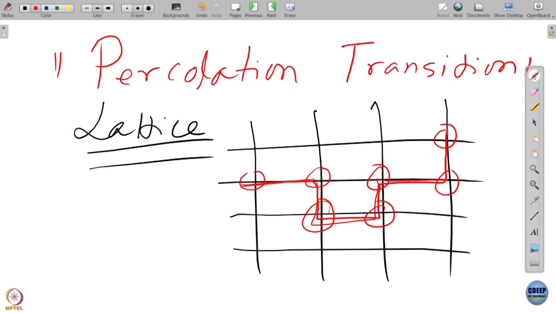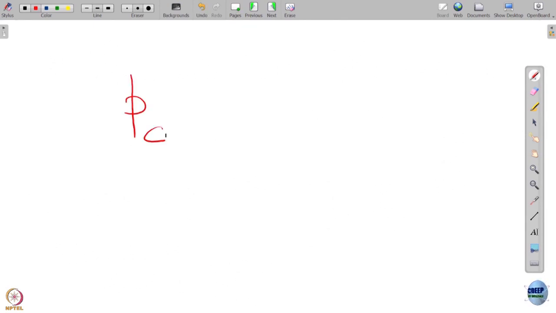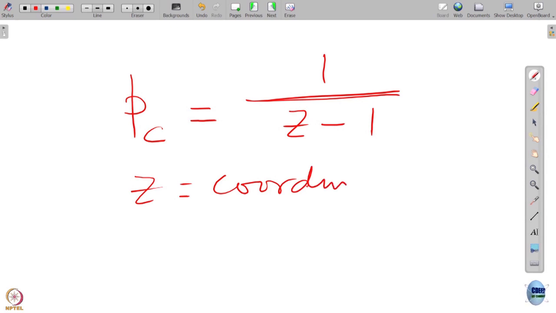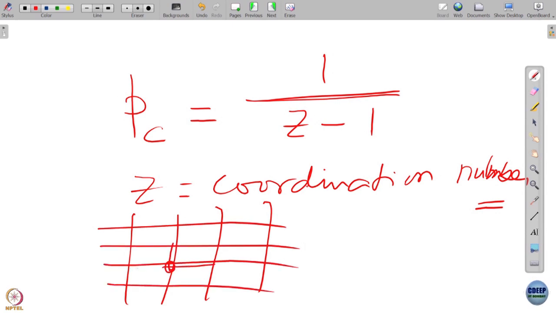So both percolation and sol-gel transition have something called the critical occupation probability. The red ones have to be a certain number, and that number is the critical percolation probability, given as 1 over Z minus 1, where Z is the coordination number. For example, in a two-dimensional square lattice, where Z is 4, your percolation probability is 1 over 4 minus 1, which is 1 over 3.